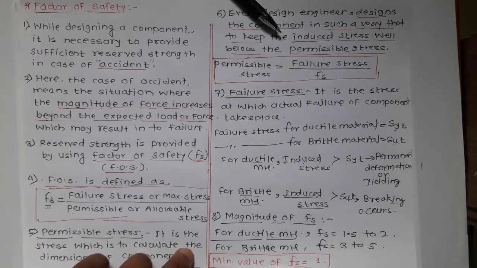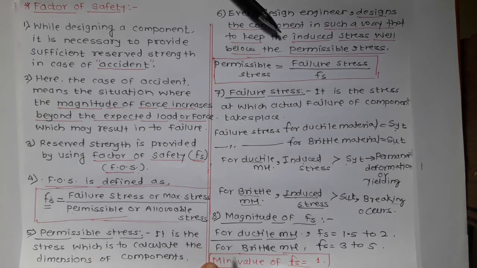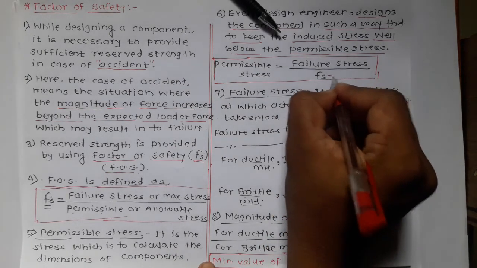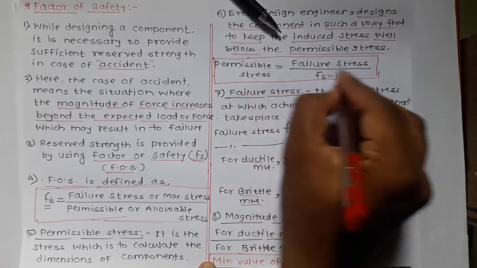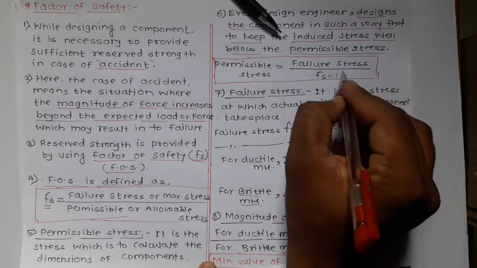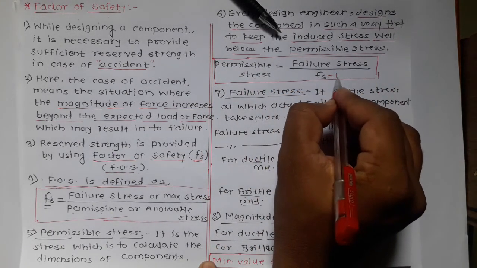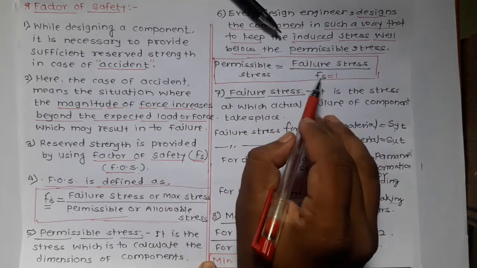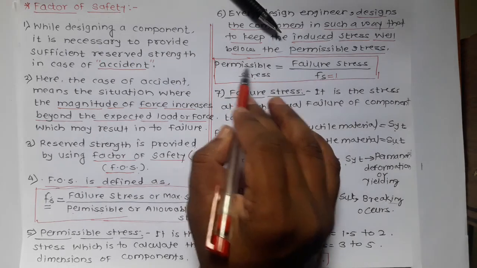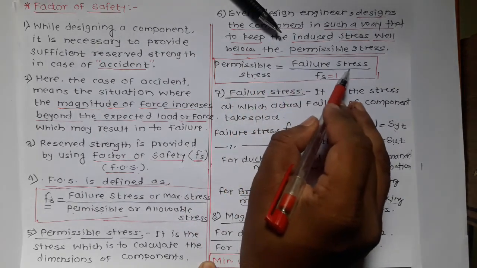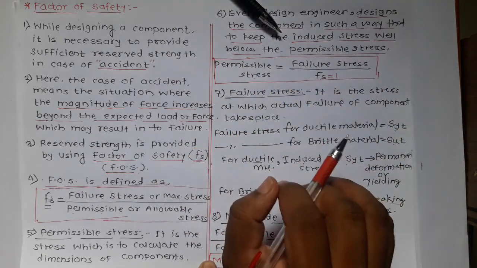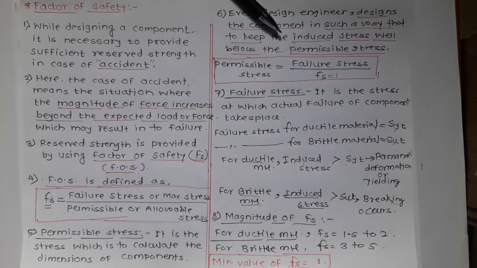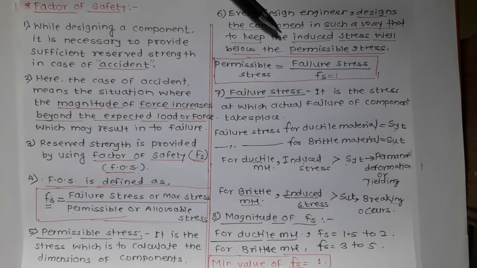You can easily find that if the minimum value of Fs is 1, that is, when you put Fs equal to 1, you get permissible stress equal to failure stress. That means when you are using Fs equal to 1, you are not providing any safety to the component, because permissible stress becomes directly equal to failure stress. In such a situation, indirectly you are not providing any safety to the component. So this is about the concept of factor of safety.